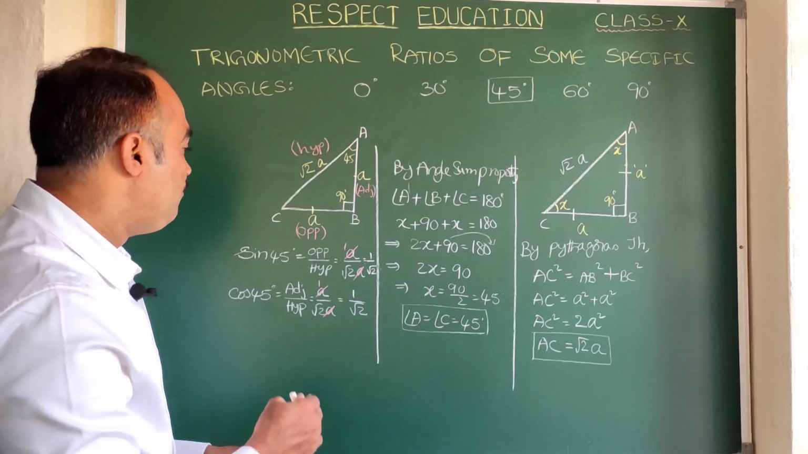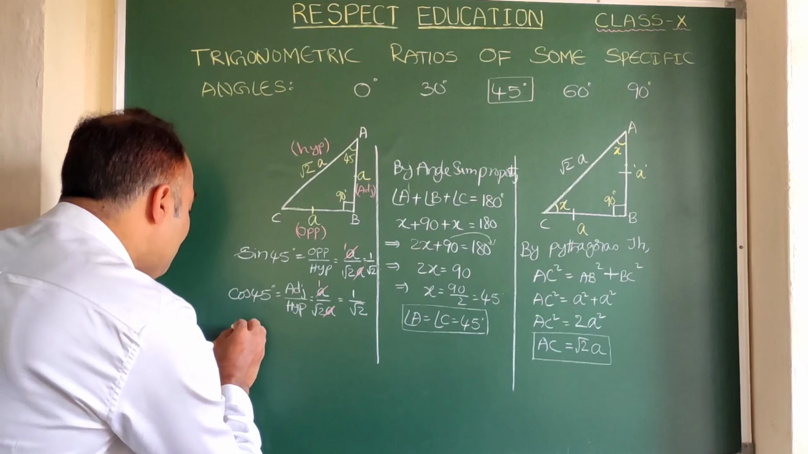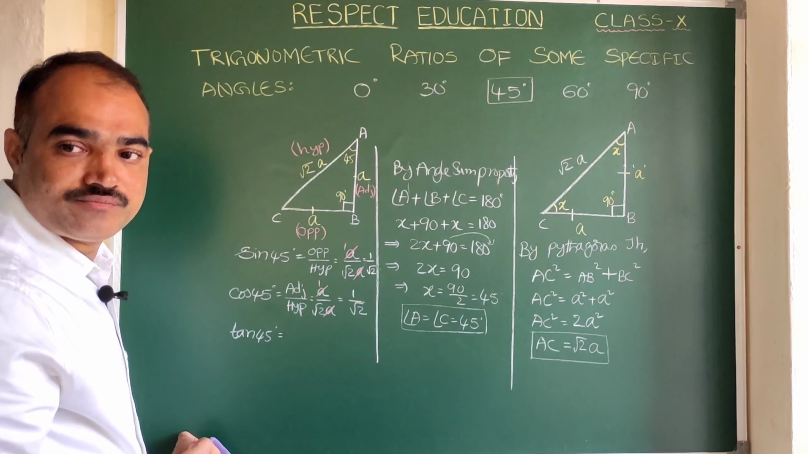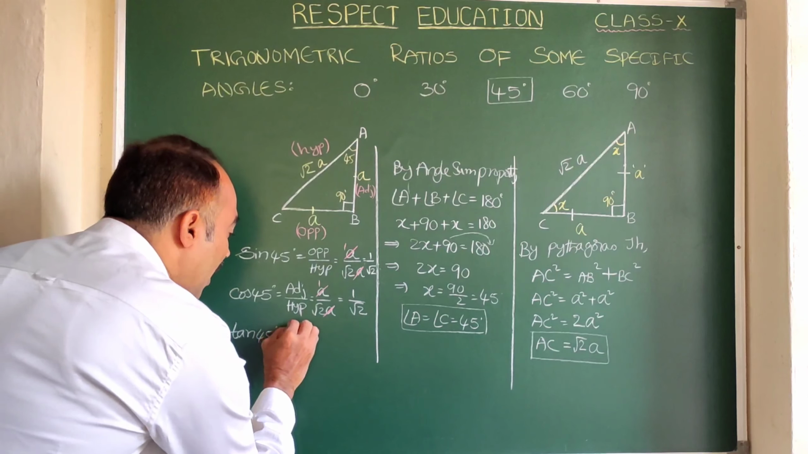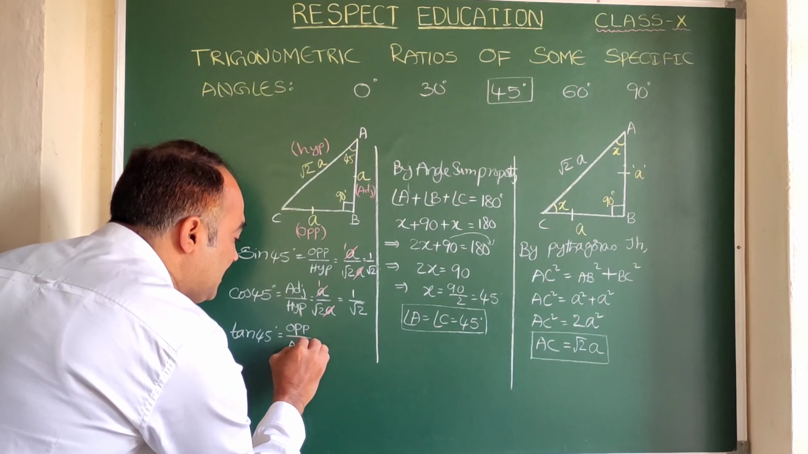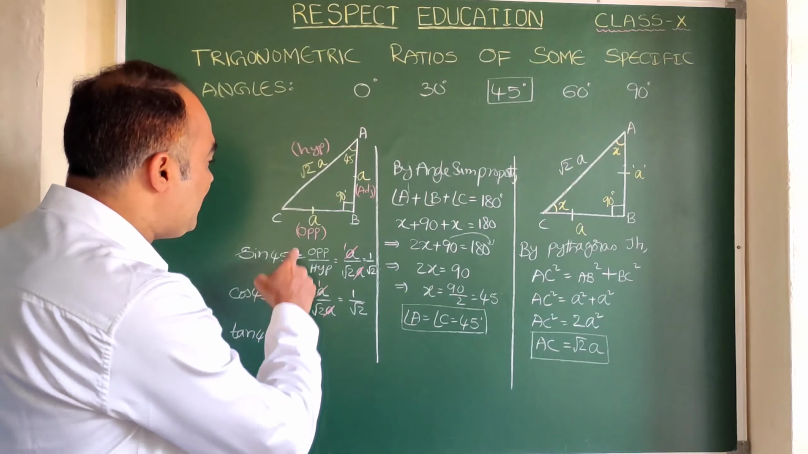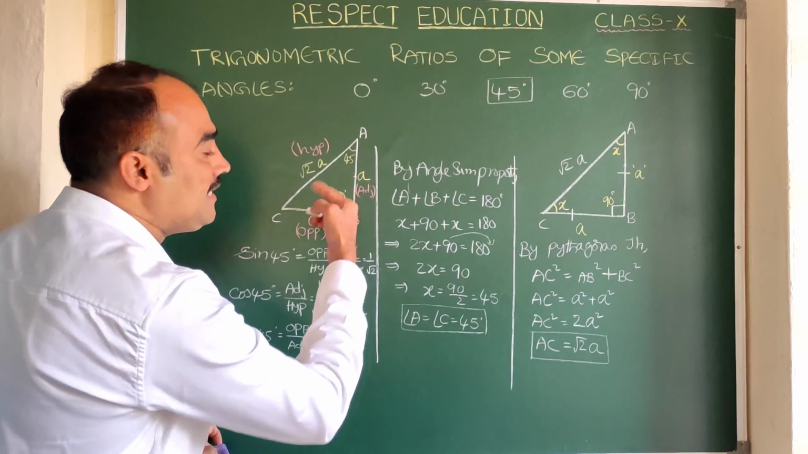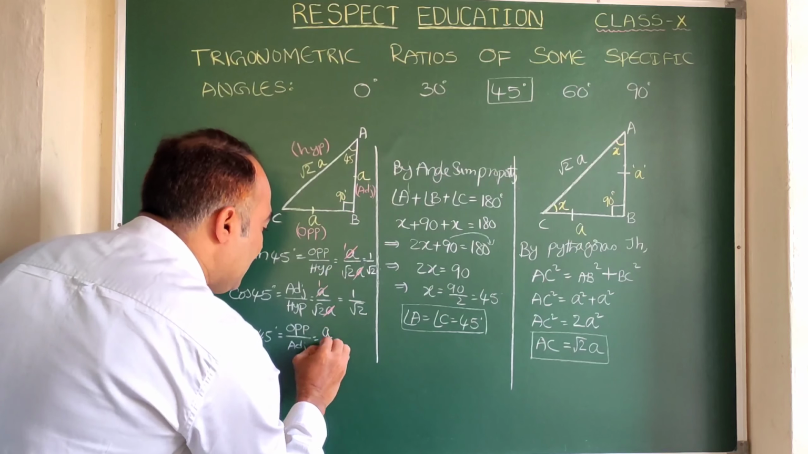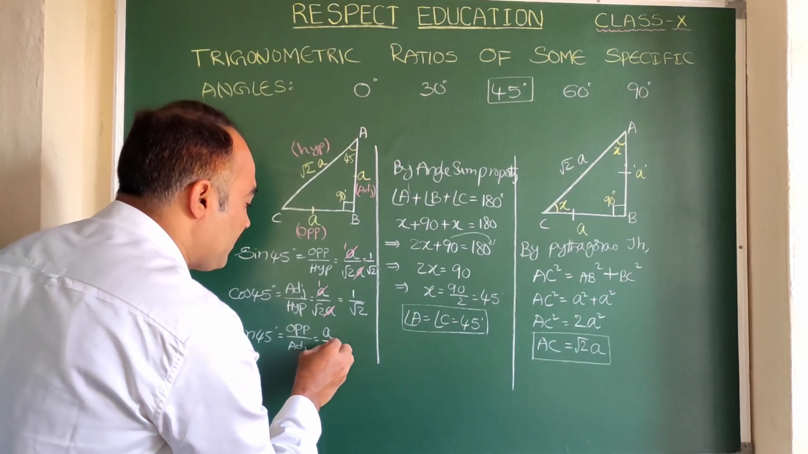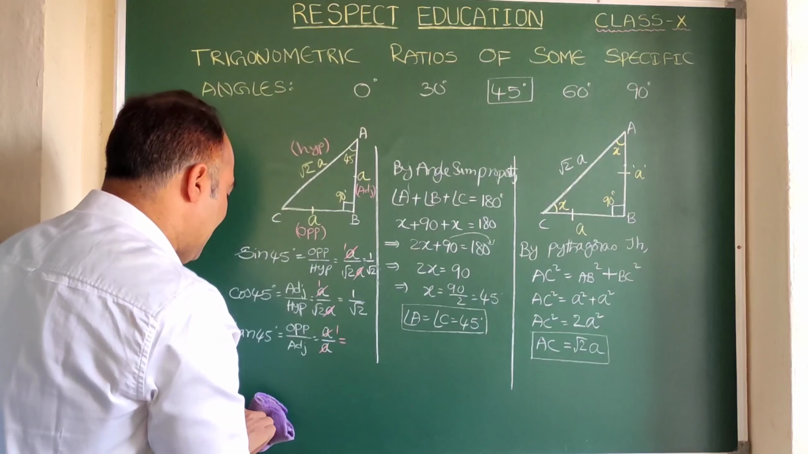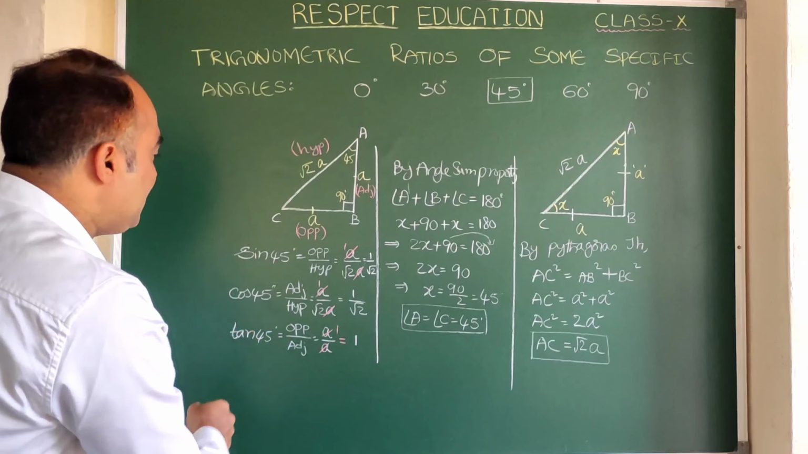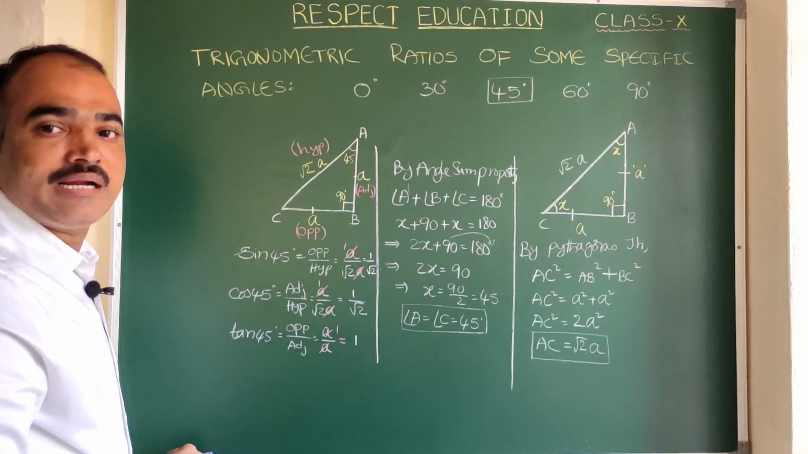Is it clear? Now what are we going to find? Tan 45 degrees. What is the tan theta formula? Opposite side to theta by adjacent side to theta. Here, what is the opposite side? BC is small a, by adjacent side which is also small a. A gets cancelled one time. So tan 45 degrees is equal to 1. Clear?